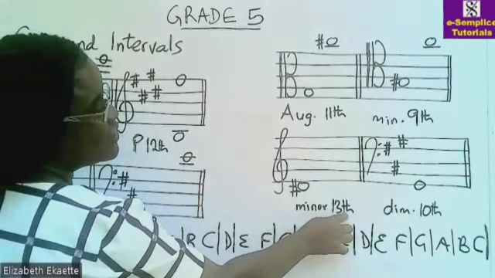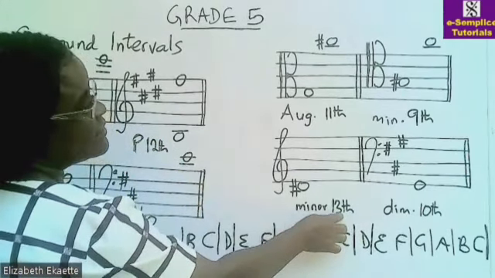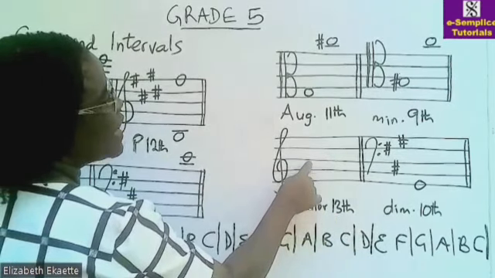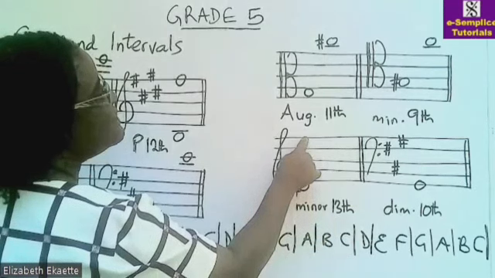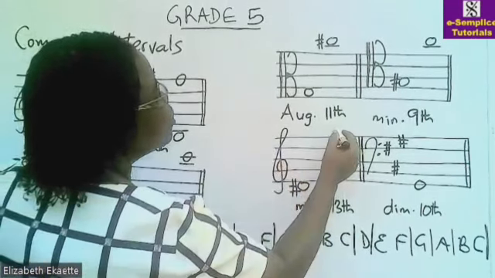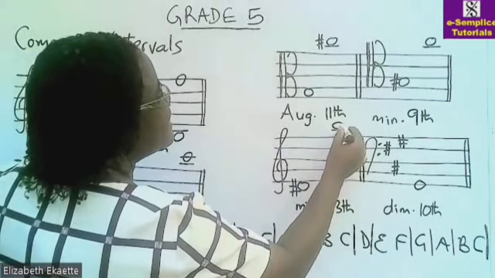So let's establish. Let's put a note on our 13th step from here. So I go 1, 2, 3, 4, 5, 6, 7, 8, 9, 10, 11, 12, 13.